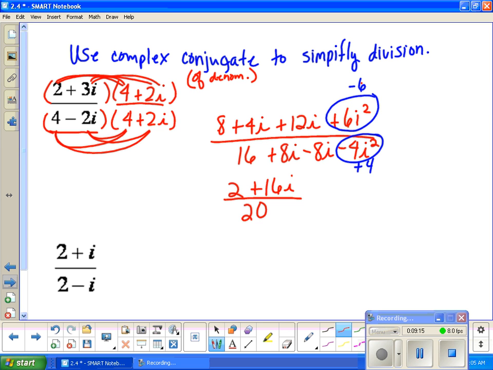Now, since every number, okay, we've rationalized, what this means is we've rationalized the denominator, we've gotten rid of the imaginary numbers in the denominator, and that's the point.